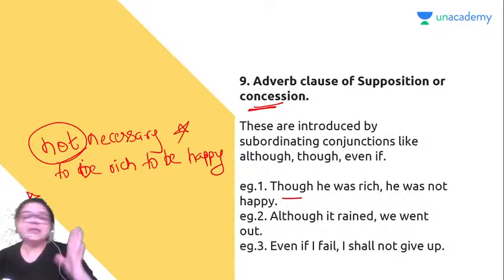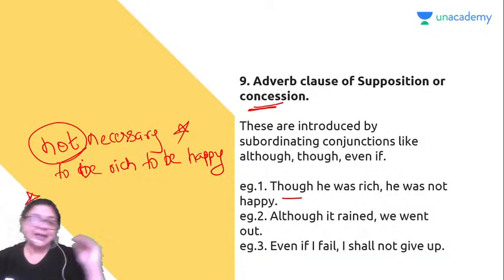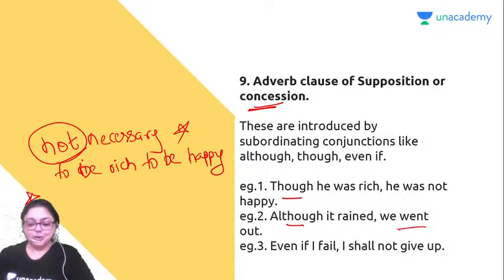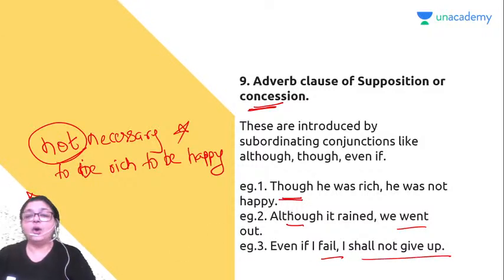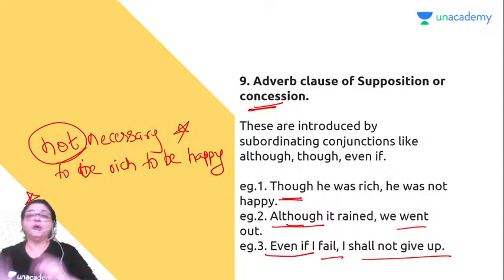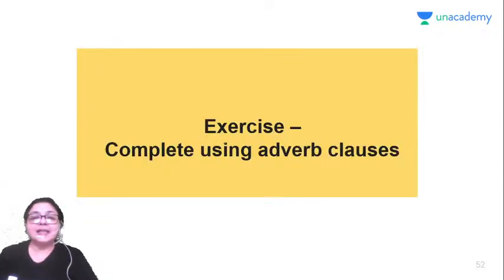Okay, now these are introduced by subordinating conjunctions like although, though, even if. Though he was rich, he was not happy. Although it rained, we went out. Yes, I also love to go out in the rains. Now, even if I fail, I shall not give up. Yes, even if. Now, these are all three examples of how we are going to put the adverb clause of concession.